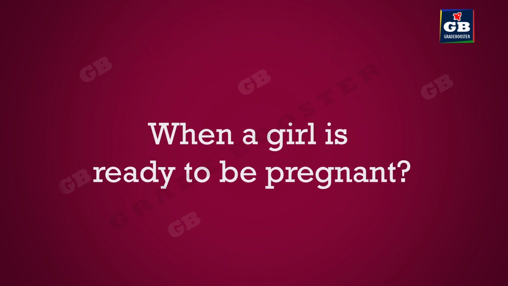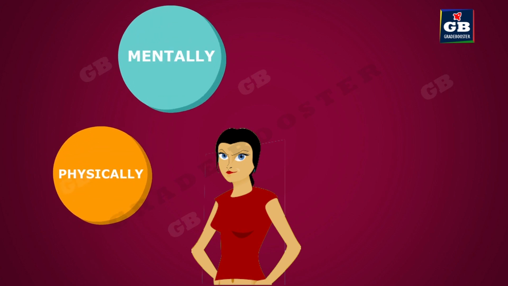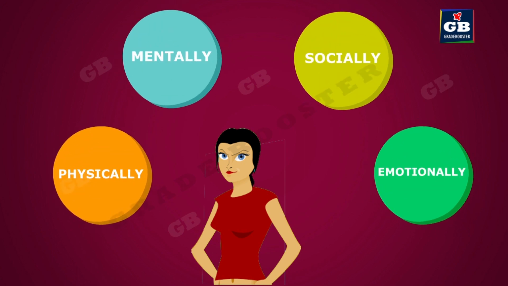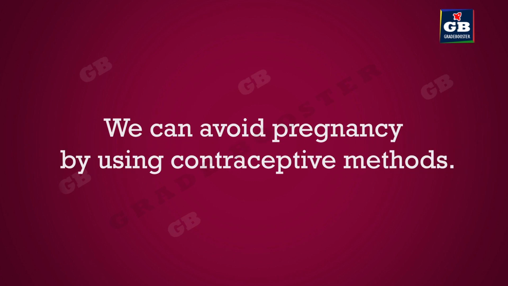When is a girl ready to be pregnant? To become pregnant, a girl should be physically, mentally, socially, and emotionally ready. If not, the health of the girl will be adversely affected. Then how to stop pregnancy? We can avoid pregnancy by using contraceptive methods.